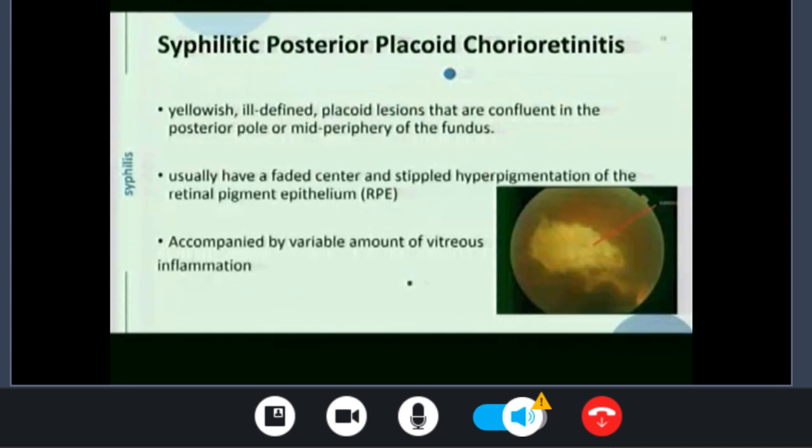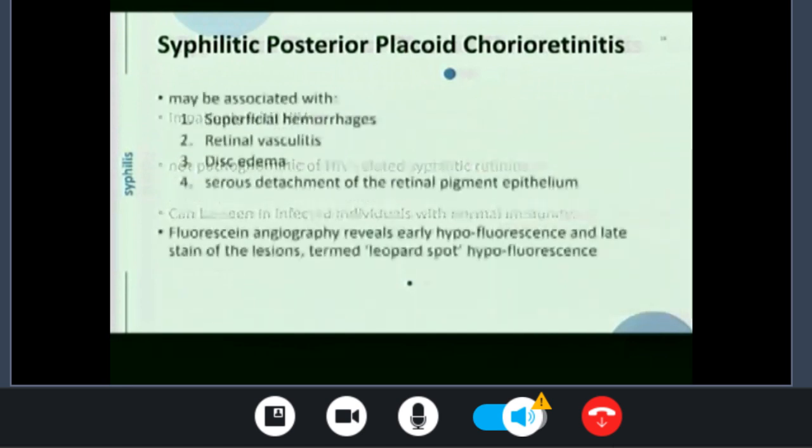It is a retinitis, and it can come with some degree of vitritis. It usually affects the posterior pole or mid-periphery. This lesion can be associated with vitritis, vasculitis, and hemorrhages. Also, it can be associated with detachment of the RPE. And in the FFA, as you see, it presents with early hypofluorescence and late hyperfluorescence.